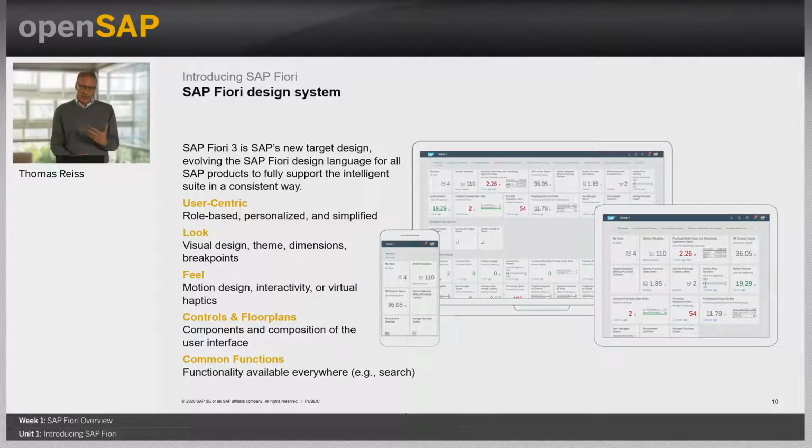We've also, as part of the design system, defined the look, so the visual design, the theme, but also things like dimensions, breakpoints. So if a screen gets smaller, where do things start moving around? Also the feel, so the motion design, if we have animations, interactivity, etc., as part of the design system, as are controls and floor plans. So basically you have common things like tables or lists, for example, or if you're looking at an object, how does that look, or components, a date picker, these kinds of things, buttons. These are also part of the design system, and also the design system specifies that we have certain common functions that should be available everywhere, like for example search.